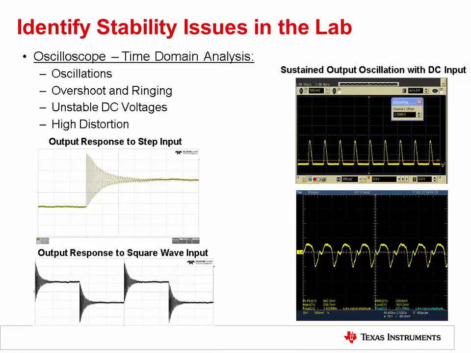shown in these examples. The most severe stability issues can result in sustained output oscillations without having to apply a signal to the input to disturb the loop. These circuits can produce a wide variety of strange-looking output signals which may not always be pure sine waves as possibly expected. Although not featured here, unstable DC outputs and higher than expected distortion readings can be more subtle signs of a stability issue.